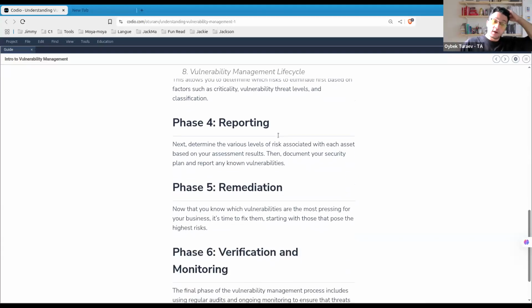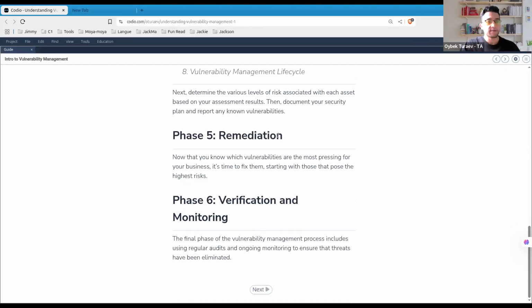Then we report. We communicate with executives or higher managers to apply the changes, because sometimes fixing critical vulnerabilities costs budget and may interrupt business continuity. That's why we need to be on the same page with the executives also. Then comes the remediation phase, after the report is approved.